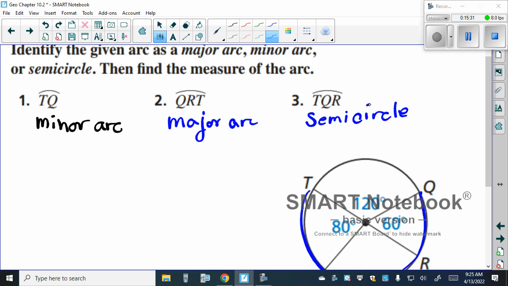Because by definition, what is a minor arc? A minor arc is less than 180. And what's a semicircle? Can an arc be less than 180 and 180 at the same time? No. So could it be major and a semicircle? Well, no, because major has to be bigger than 180. So none of these arcs could be more than one of these. They have to be minor, major, or semicircle. They got to be one of those three.